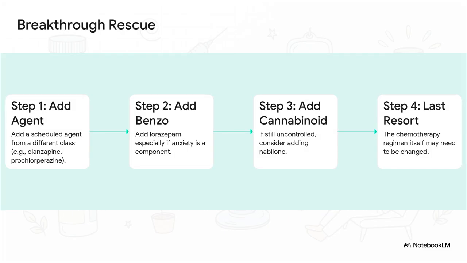The game plan here is all about logical escalation, and the key principle is you add an agent from a different pharmacologic class. So if your patient is on a serotonin-based regimen and they break through, you might add a dopamine antagonist like prochlorperazine. If anxiety seems to be a big part of it, adding lorazepam is a great next move. Still no luck? That's when we can escalate to a cannabinoid like nabilone. It's a structured approach, adding different mechanisms of action until we get control.